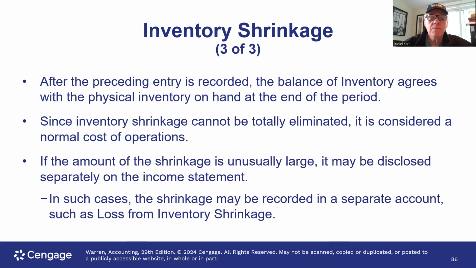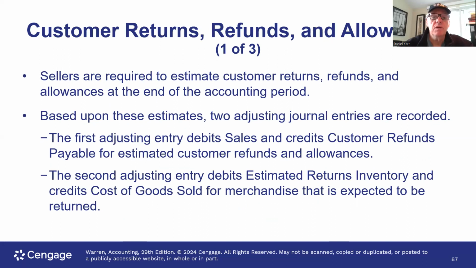If this number becomes really large, then they might set up a special account called loss from inventory shrinkage, or they might just disclose this in footnotes. You've heard in the news recently, unfortunately, that in some crime-ridden neighborhoods a number of significant retailers have closed shop because the inventory shrinkage, the theft of their inventory, has just become too much for them to handle. So we have an adjusting entry for inventory shrinkage.